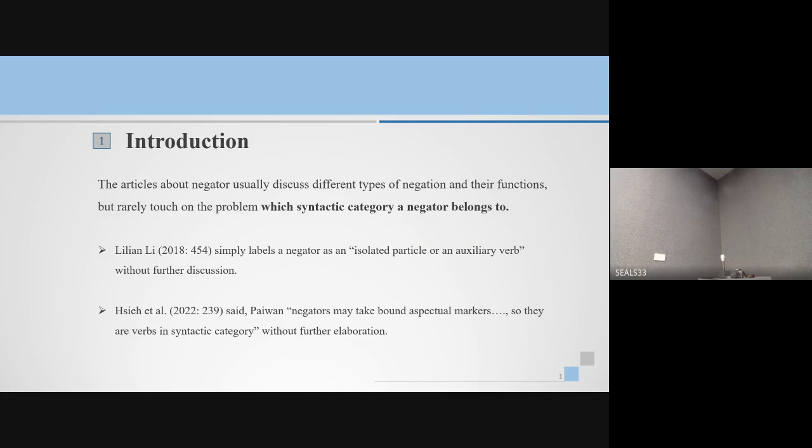The articles or even monographs about negators usually discuss different types of negation and their functions, but rarely touch on the problem of which syntactic category a negator belongs to. For instance, one simply labels a negator as an isolated particle or an auxiliary, without further discussion. Xie Fuhui and others said Taiwan negators may take bound aspectual markers. So they are verbs in syntactic category, without further elaboration.